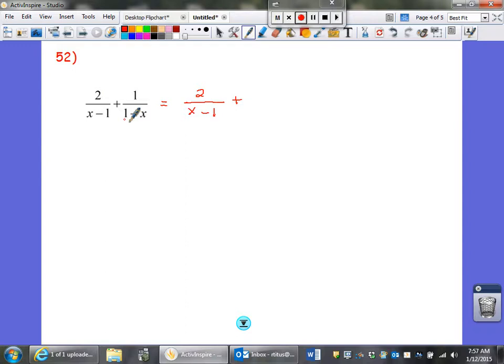I'm going to take the one that kind of looks backwards. It looks backwards, 1 minus x. It really doesn't matter which one you take, but this one kind of looks backwards. What I'm going to do is factor a negative 1 out of 1 minus x. What that means is it's going to turn a negative x into a positive x, and it's going to turn a positive 1 into a negative 1.